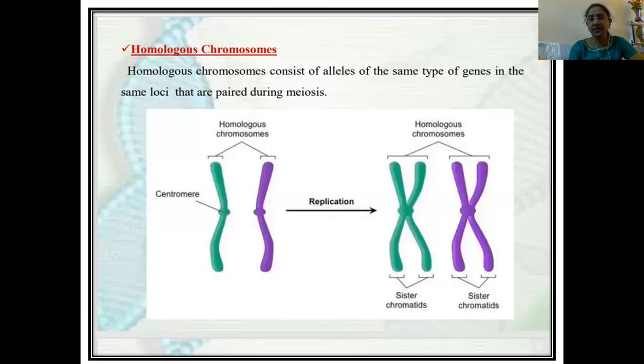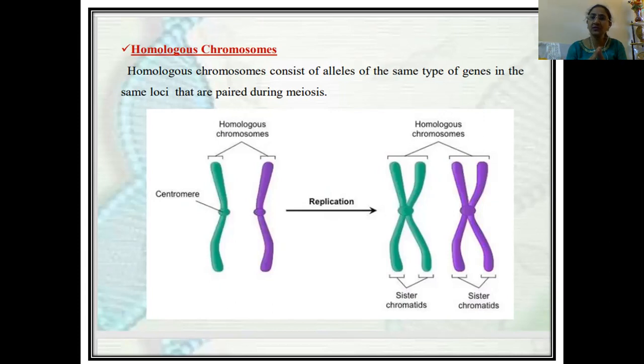Now, similarly, the other terms are homologous chromosomes and non-homologous chromosomes. We all know that each gene has two alleles. This is a universal fact. For example, capital A, capital A, so both the alleles of a gene are the same. Similarly, if we are talking about small a, small a, that means the two alleles of a gene are the same.